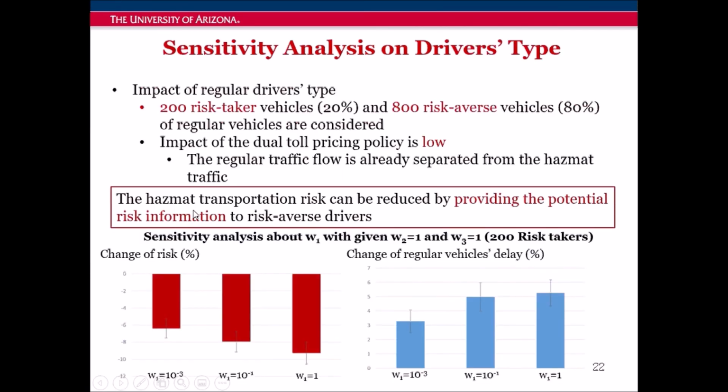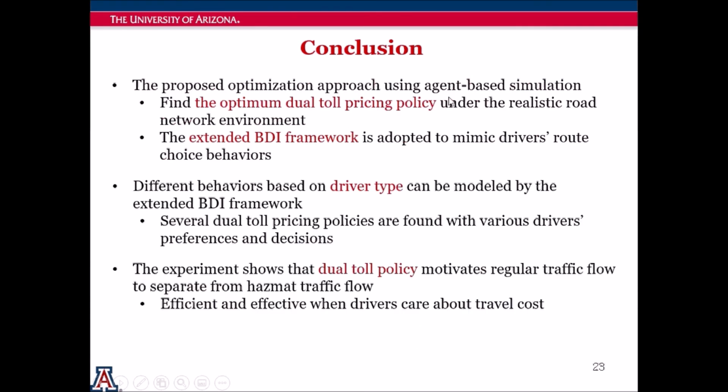So here I can find several things. First, the proposed optimization approach using the agent-based simulation can be used to find the optimal dual toll price policy under the realistic road network. The extended BDI framework was adopted to mimic the driver's route choice behavior. So it was really the first study to adapt such a highly complex AI model here. And different behaviors based on the driver type can be modeled by the extended BDI framework. You saw that, right? So that's why we can find several dual pricing policies with the various drivers' preferences and decisions. And experiments show that the dual pricing policy motivates the regular traffic flow to separate from the hazmat traffic flow, and is efficient and effective when drivers care about the travel cost. Right? This is a finding of my previous study.